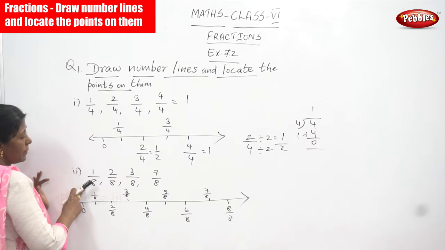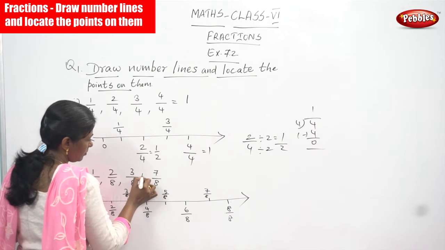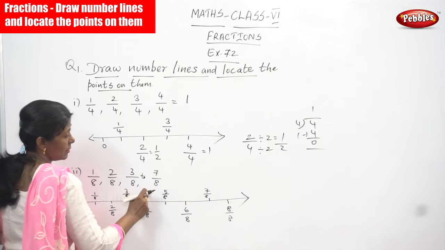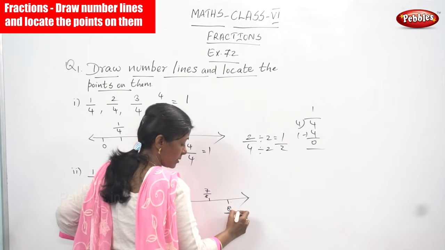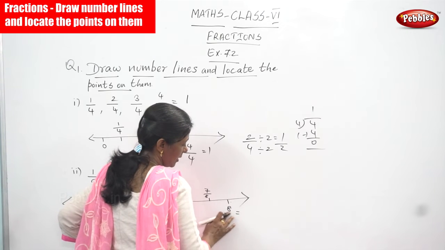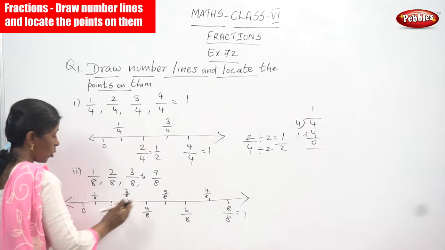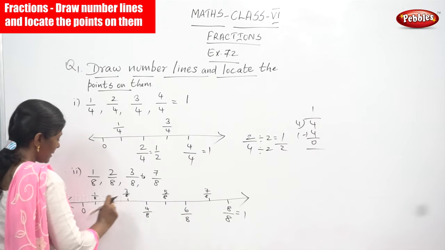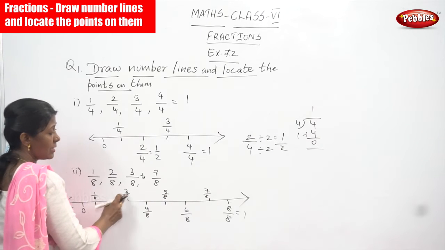Second sum, so 1 by 8, 2 by 8, 3 by 8 up to 7 by 8. So start with 0 to what? Here 7 by 8, even though I have also written 8 by 8 on the number line. So 8 by 8 means you get what? 1. So I marked all the points within 0 to 1. First I draw the number line, then I am going to mark the points. So 1 by 8 and 3 by 8, 5 by 8.